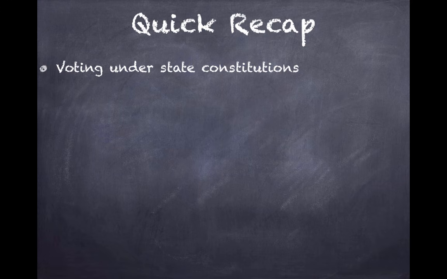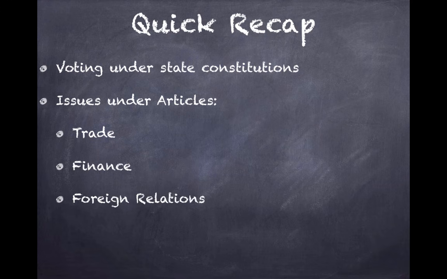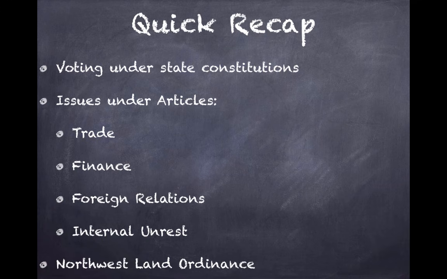All right, we'll end with a quick recap. Voting under state constitutions. How was it? Who was it limited to? Issues under the Articles: be able to explain issues of trade, finance, and foreign relations, and especially internal unrest. Think Daniel Shays. And of course, know the major positive, the Northwest Land Ordinance of 1787.